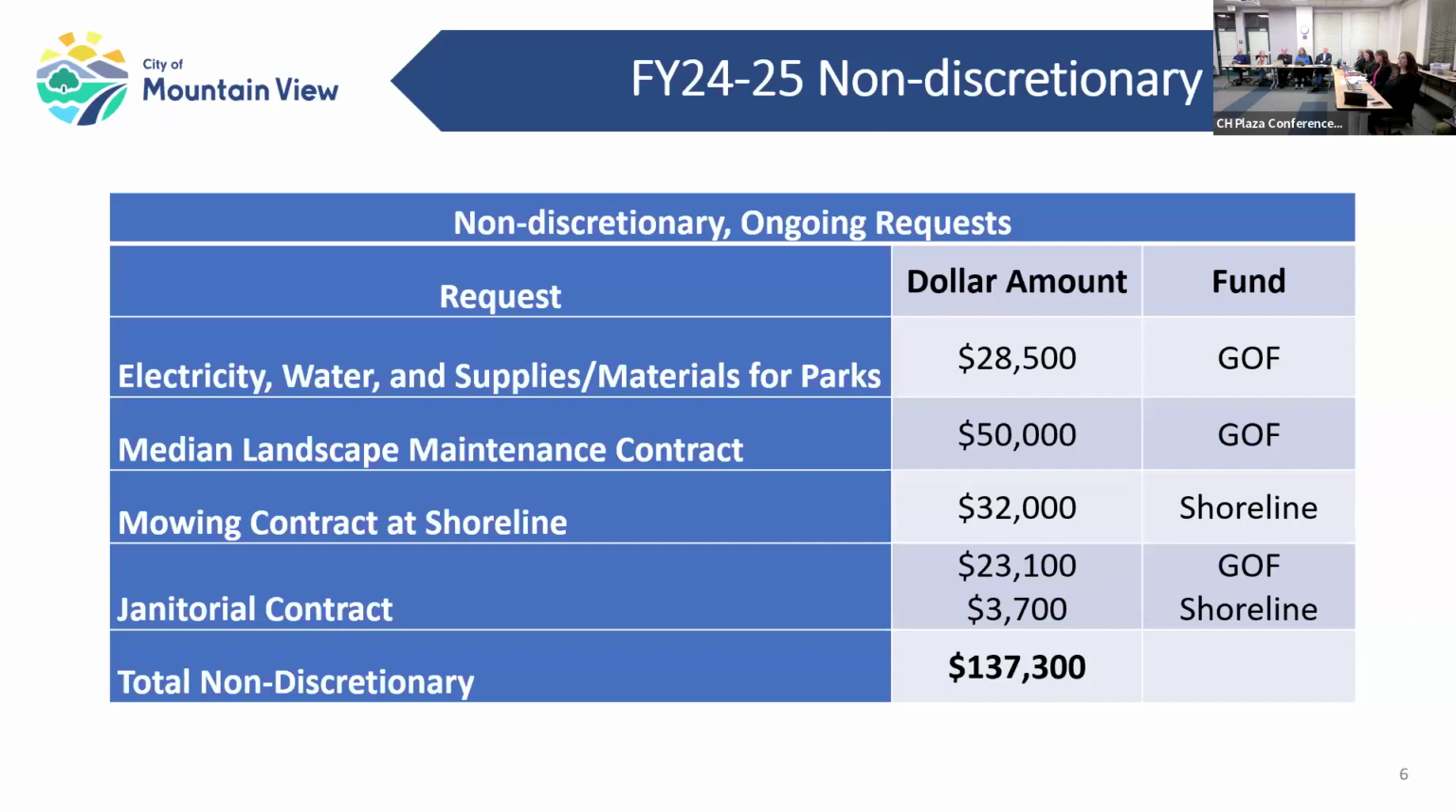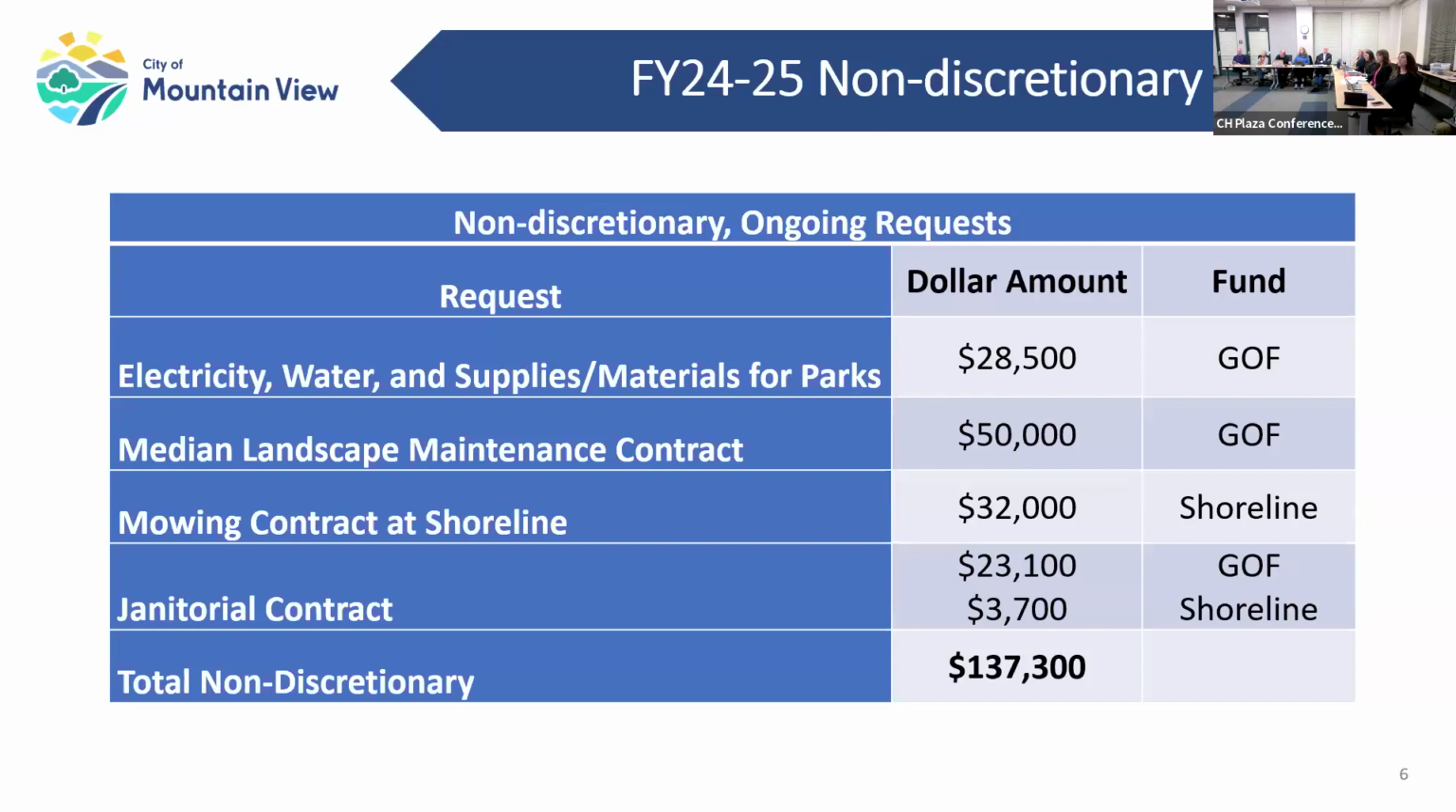Next is a request to increase our median landscape maintenance contract. So this request is for additional funds for our contractor that maintains our roadway landscape medians. We increased the scope of that contract in fiscal year 22-23, and we are now requesting some funds to cover annual cost increases to that contract, as well as some parcels that were not captured in the original scope of the contract.